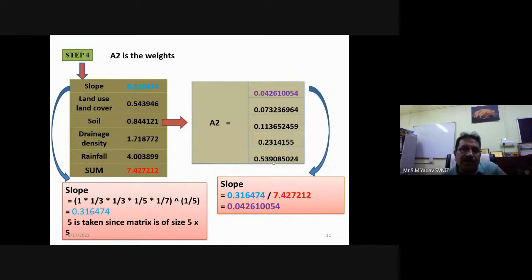But the most important step is followed by this. This is the working out of the weights. This particular process we have done to find out the weight of slope, land use land cover, soil, drainage density and rainfall. One more thing: when you are doing the computation, you are a hydraulic engineer, and an engineer should know the basics of hydrology also. Hydrology and hydraulics both. So when you find out the weights, in terms of percentage, the slope has 4% weight, land use land cover 7.3%, soil 11%, drainage density 23%, and rainfall the highest, 53%.